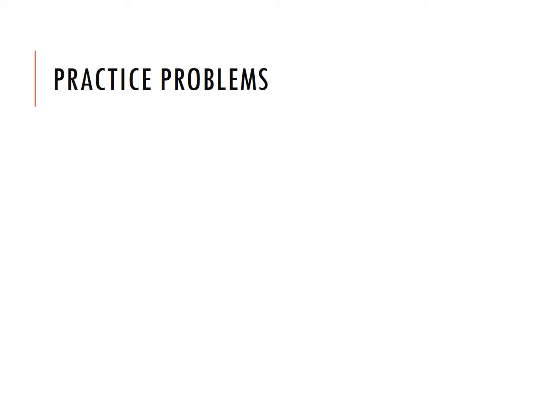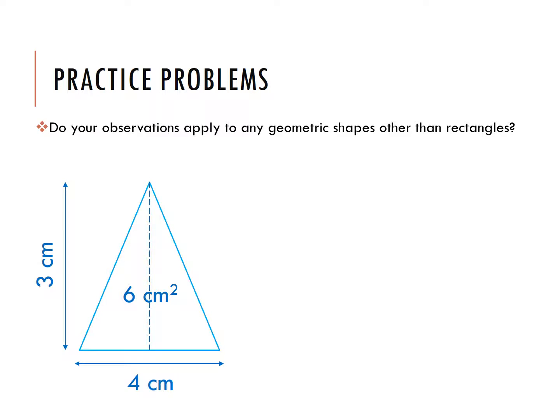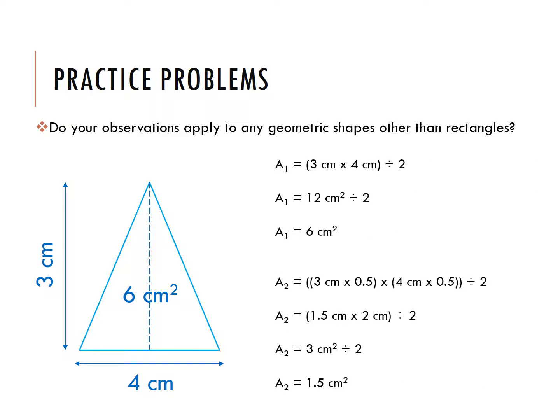The practice problems use the same outline as the original problem. Here we use geometric shapes other than rectangles. We use an isosceles triangle with an area of 6 centimeters squared. Students can find several combinations of base and height to achieve a triangle of that area. When we use a scale factor of 0.5, the area decreased to 1.5 centimeters squared.